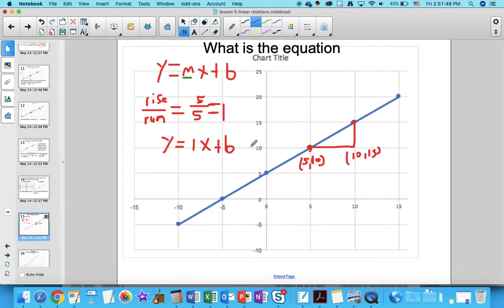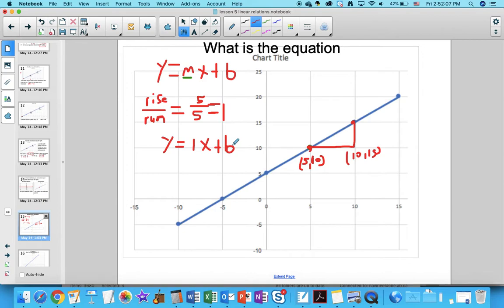Now, some of you may know this, some of you may not. If you only have 1 and a variable like that, you don't have to write the 1, but I won't dock marks or anything if you write 1x. So we have y equals 1x plus b. How do I find b?